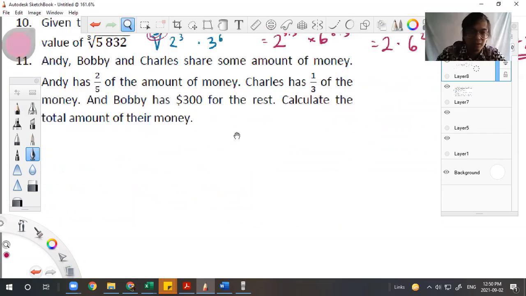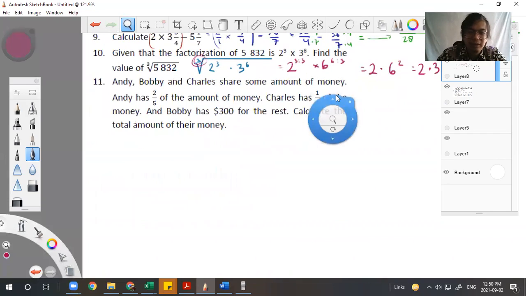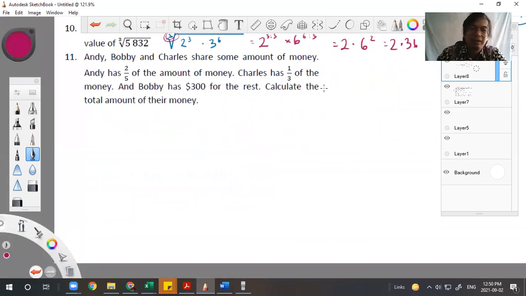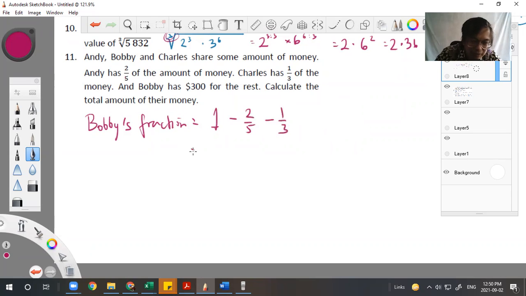Done. Now, Andy, Bobby, and Charles share some amount of money. Andy has 2 over 5 of the amount of money. Charles has 1 over 3 of the money, and Bobby has 300 for the rest. So what is Bobby's percentage or Bobby's fraction? So it has to be 1, subtract by 2 over 5, subtract by 1 over 3. Why is it subtraction? Because the total amount of money they shared is in 1 unit. Okay, in 1 unit. Pay attention on that part.